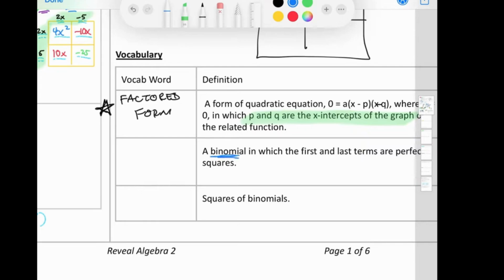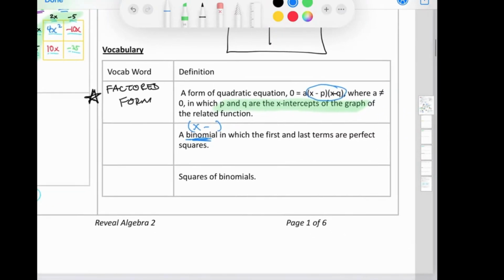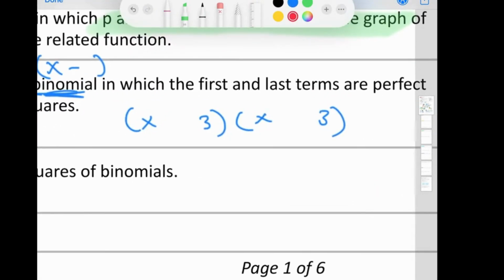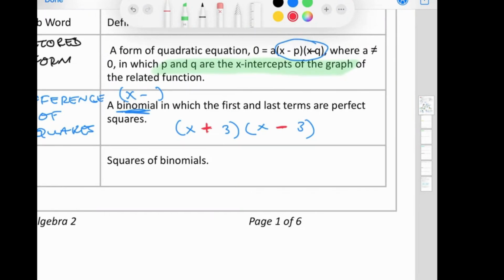A binomial. So what is a binomial? A binomial is basically a parentheses, has something like this, x minus something. Up here you see 2 binomials. A binomial in which the first and last terms are perfect squares. Okay, this is called the difference of squares. And it basically looks like this. So I have 2 sets of binomials, and it's kind of like, not conjugates, but the same idea as conjugates. One is a positive, and then one is a negative. Okay, those are called difference of squares.